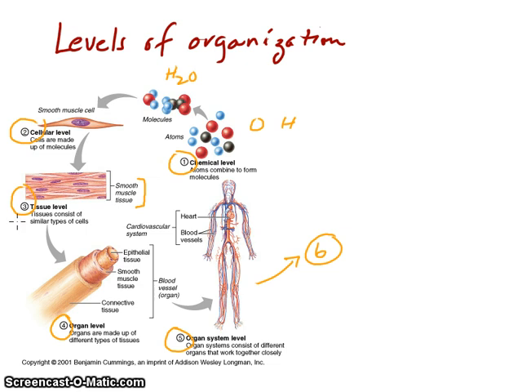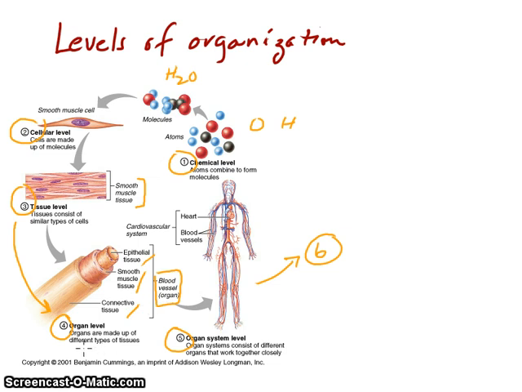When you combine various tissues, you create organs. Again, in this example from the book, we look at epithelial tissue, which is a lining tissue, smooth muscle tissue, as well as connective tissue. And all together, they actually make up the organ we describe as the blood vessel.